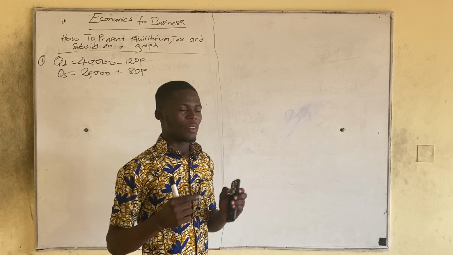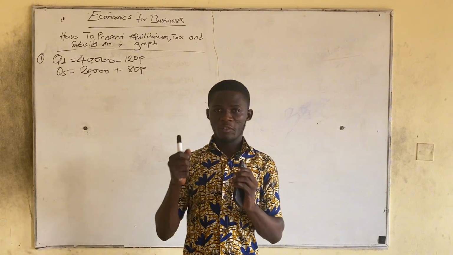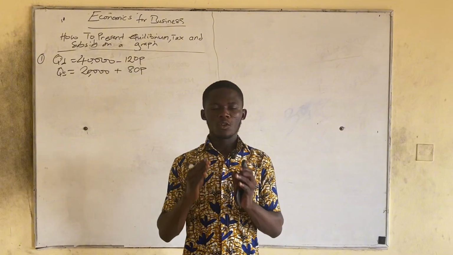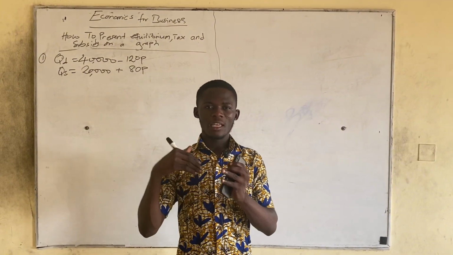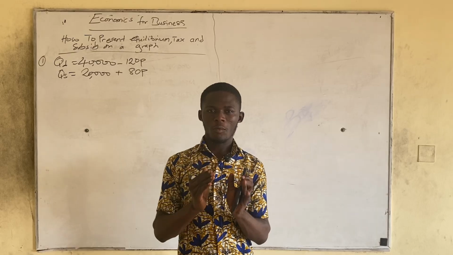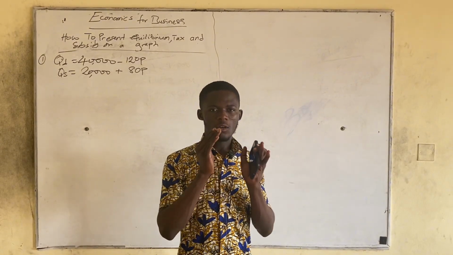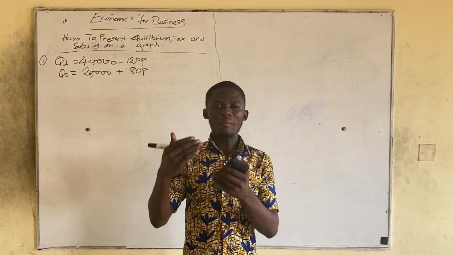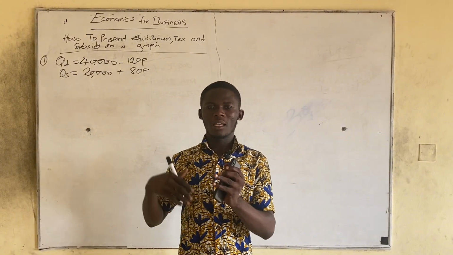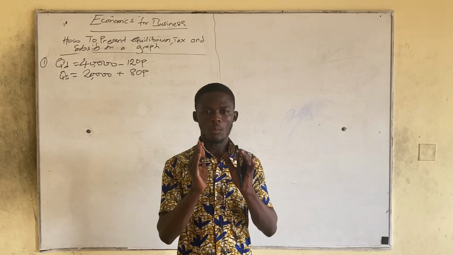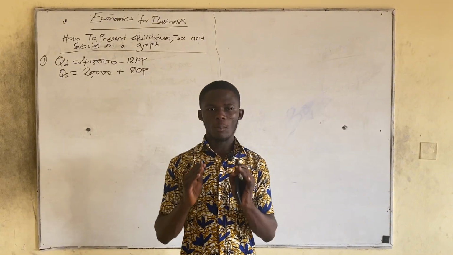Okay, so here, as I said earlier in my previous video, we have tax and subsidies. When the government imposes tax on the goods, you deduct it from the supply equation. When you meet a question whereby the government gave subsidies, you add it to the supply equation to get your new supply curve.